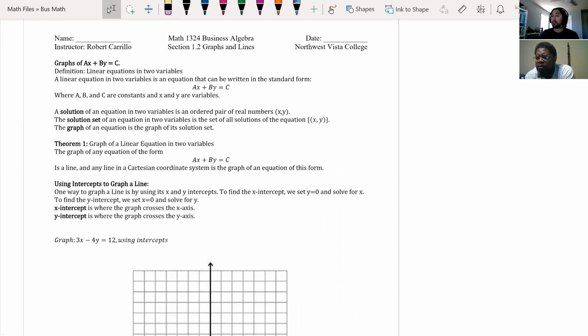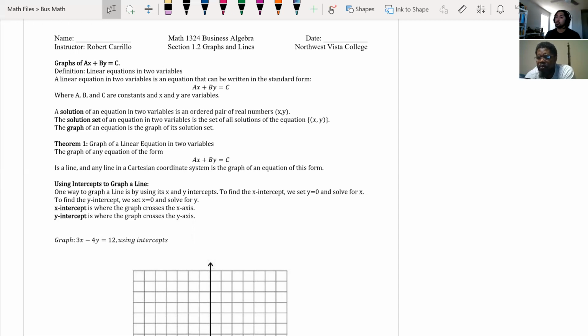So graphs in the form of ax plus by equal to c. These are called linear equations in two variables. And ax plus by equal to c is called the standard form of a linear equation. A, B, and C are constants. They are numbers. X and Y are your variables.